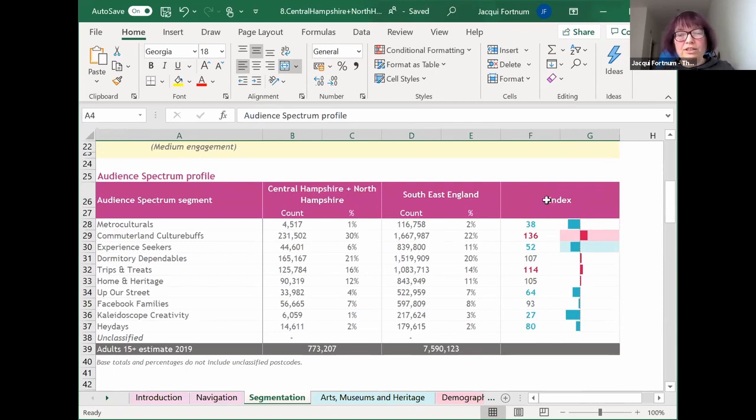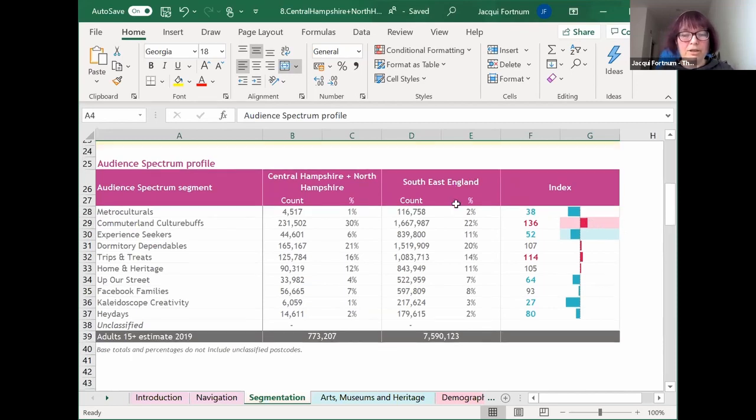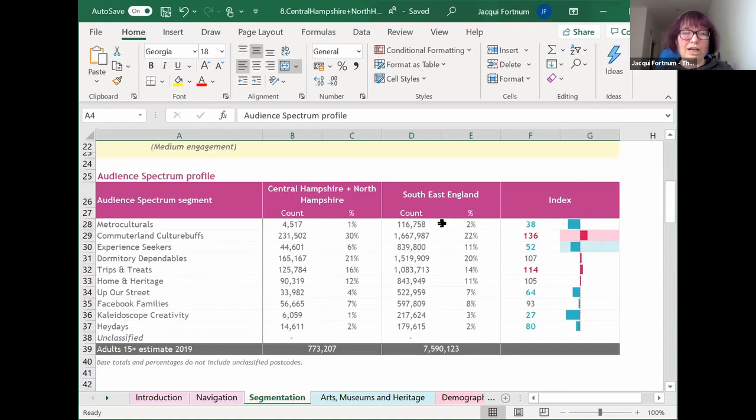And throughout the report, you will see these index tables. Essentially, if something is under indexing, it will be in blue, and it'll be on the left-hand side of this central point. If it's over indexing, i.e. there are more people in your catchment area than are found in the base population, it will be into the red on the right-hand side there. So that's just to give you an idea of how your catchment compares with the base comparator.